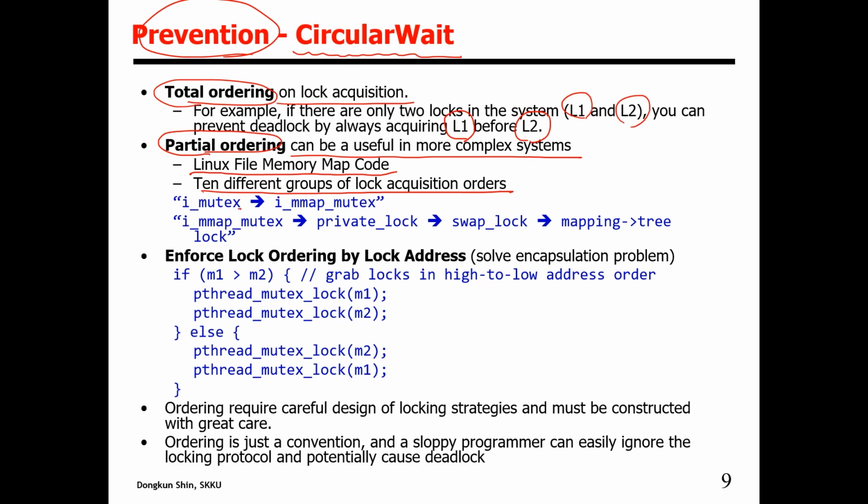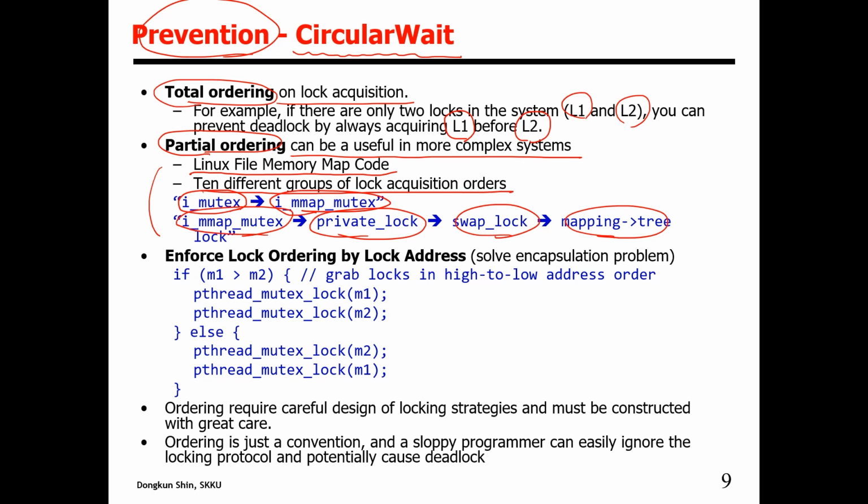So first, for example, this lock must be acquired before acquiring this lock, and this lock must be acquired before this private lock and sub lock and mapping 3 lock. Okay, so by following this partial order, we can prevent the circular wait regarding these lock variables.